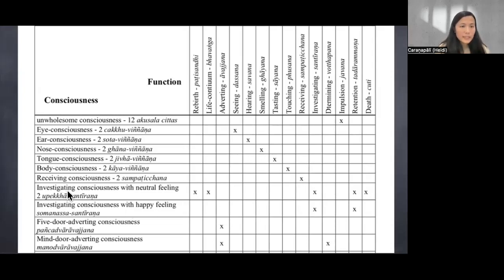But when you look at the investigating consciousness associated with neutral feeling, one wholesome resultant and one unwholesome resultant, you see it can be rebirth linking consciousness for beings in the four woeful states. It can be bhavanga for those beings that are reborn with that patisandhi. And then it can also perform, of course, chuti, because rebirth, life continuum, and death, patisandhi, bhavanga, and chuti, are of the same type of consciousness. So it is possible.